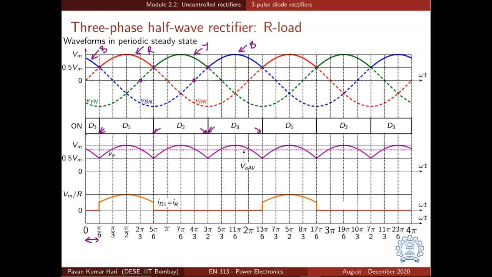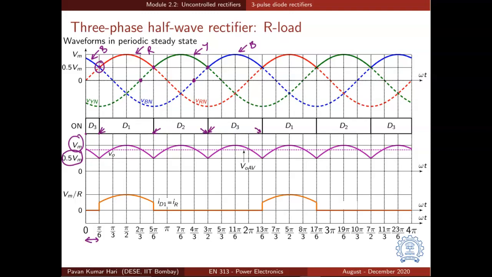And what are the minimum and maximum values of output voltage? The maximum value of output voltage is Vm, and the minimum value of output voltage is half of that. Why? Because of the fact that this is 30 degrees. So if you compare with a single phase half wave rectifier or full wave rectifier with R load, we were going all the way up to 0. The output voltage was going all the way up to 0, which does not happen in a 3-phase half wave rectifier.